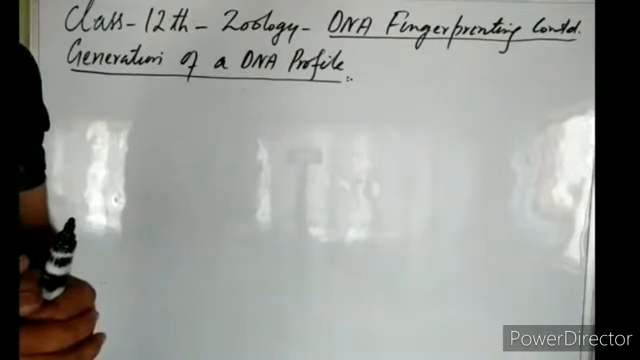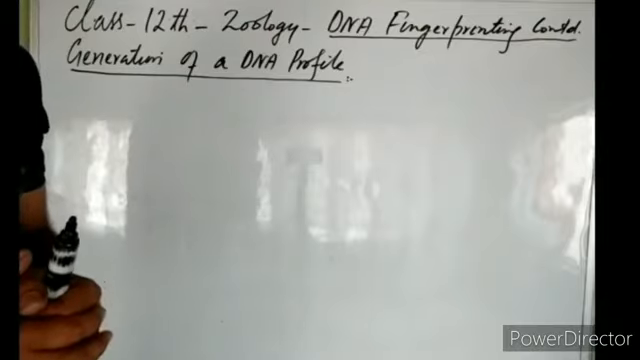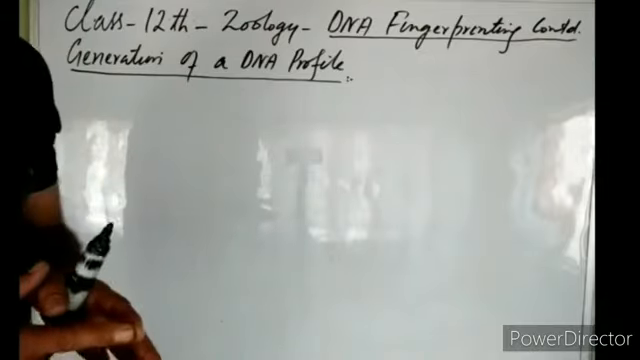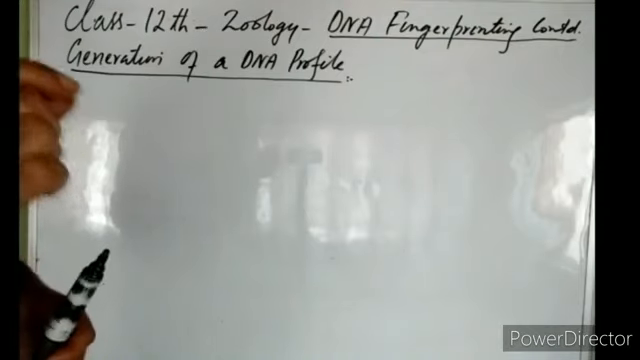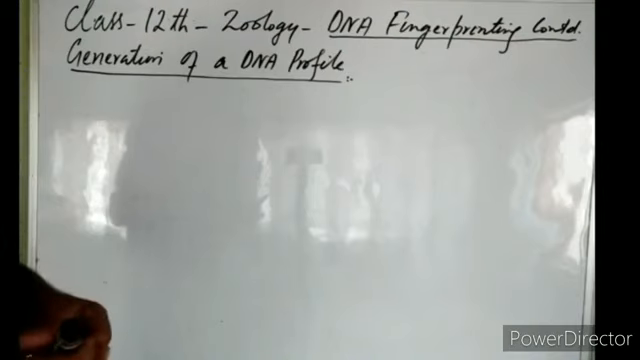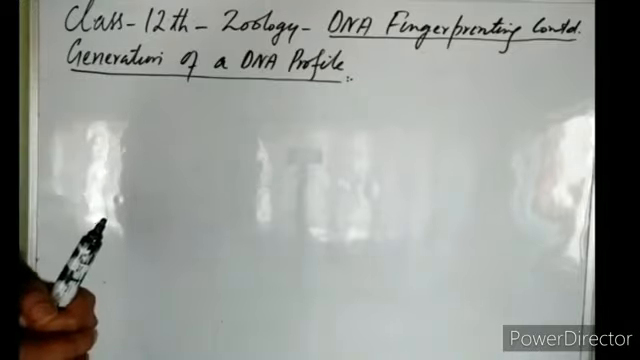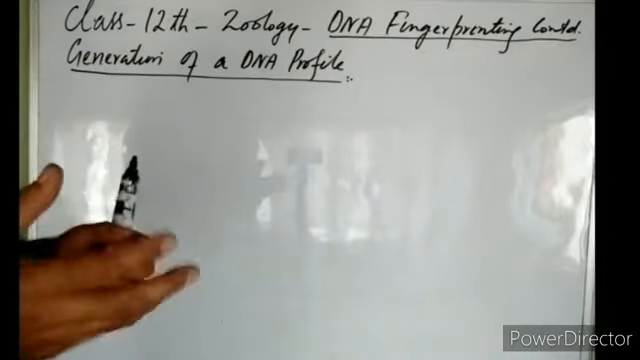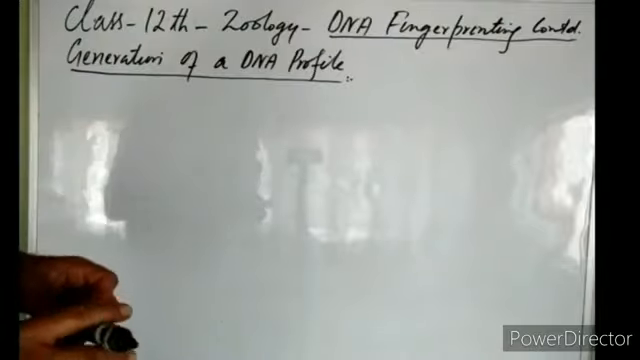That means we have 3 million base pairs available for comparison. But we do not compare all those 3 million base pairs. As I told you yesterday, we only target a few chromosomes. We target only 16 chromosomes. On those 16 chromosomes, there are 20 locations where we find those STRs or microsatellites. From those, we take up the DNA. We then compare those microsatellites.